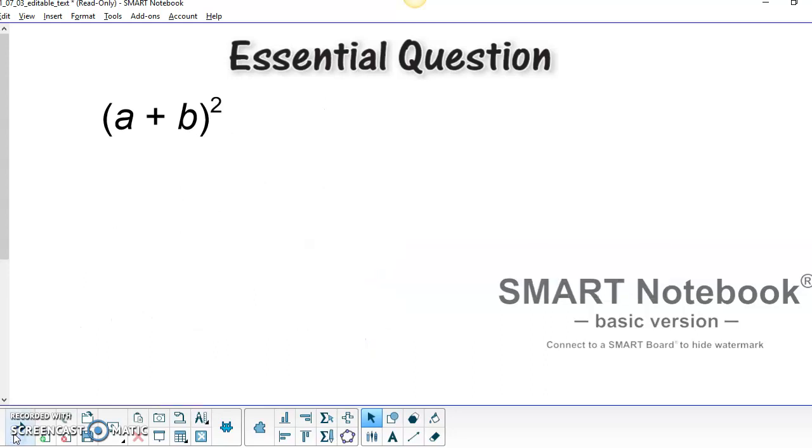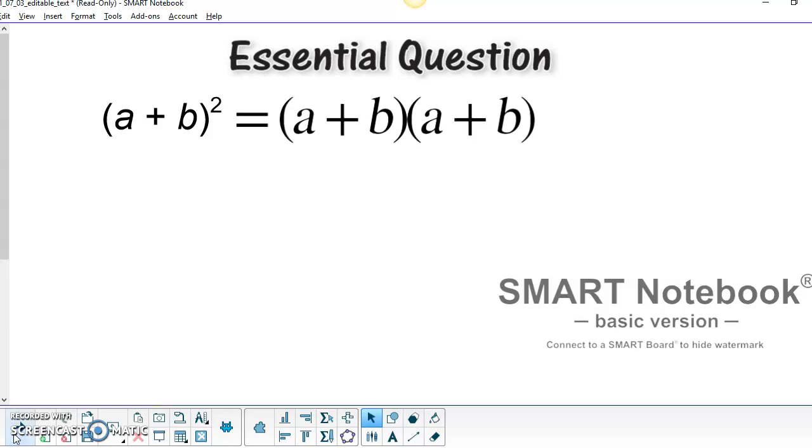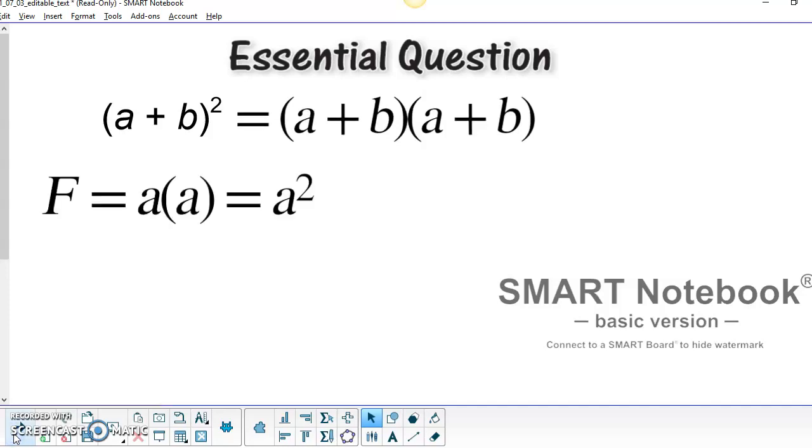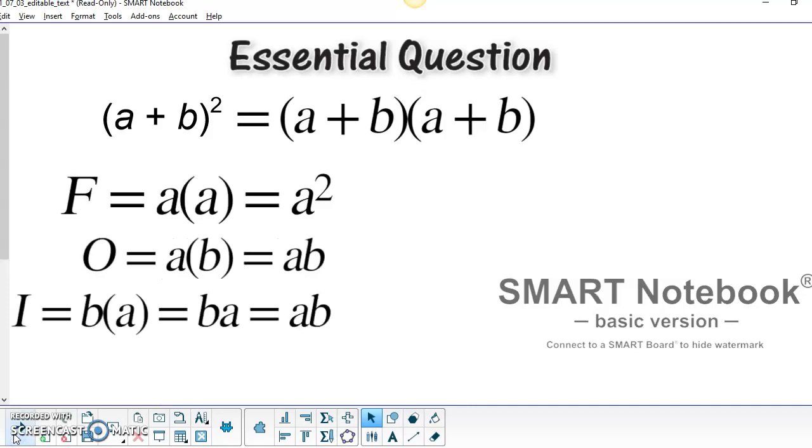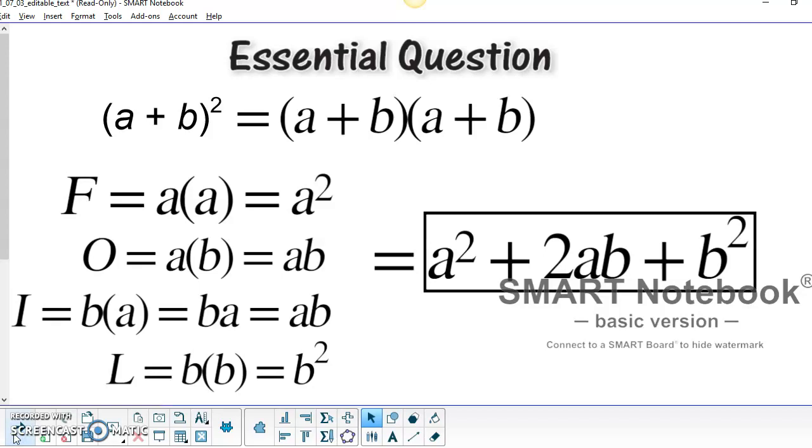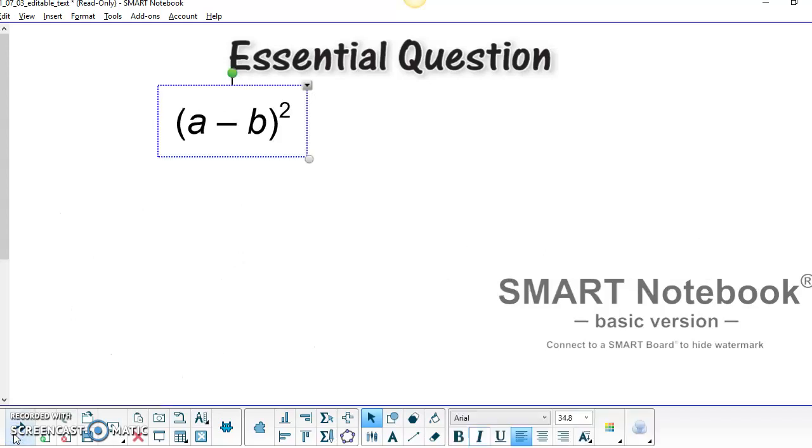What if we took a plus b squared and FOILed it? Well, a plus b squared is a plus b times a plus b. Remember, squaring means multiplying the same thing twice. So the first two terms would be a squared. Outer two terms would be ab. Inner two terms would be ab. And the last two terms would be b squared. So our final answer for this would be a squared plus 2ab plus b squared.